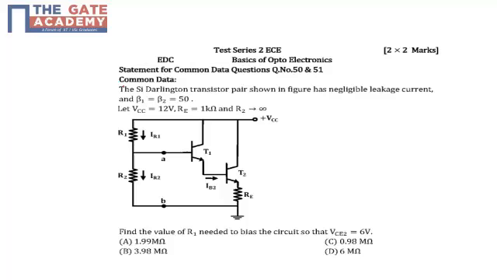In the problem it is given that a silicon Darlington transistor pair is shown in the figure and has negligible leakage current. The leakage current we need to ignore. It is given that beta 1 and beta 2 are equal to 50. Both the transistors have equal beta. Our VCC is 12 volt. RE, the emitter resistor of the second transistor, is given as 1K, and it is also given that R2 is turned into infinity.